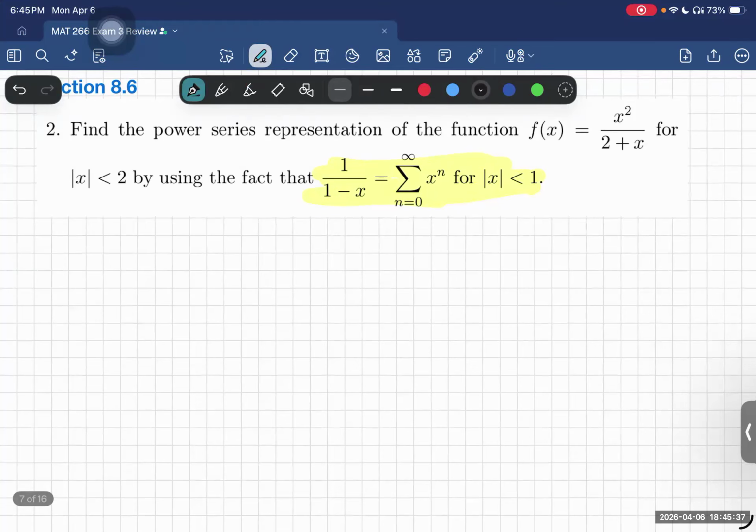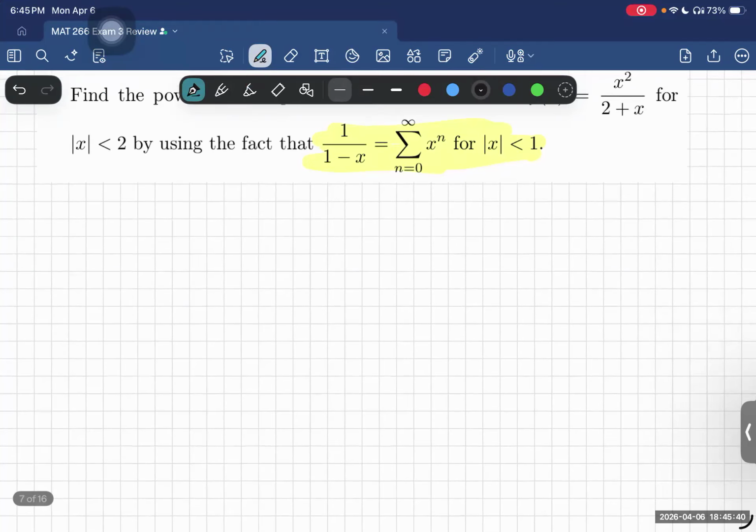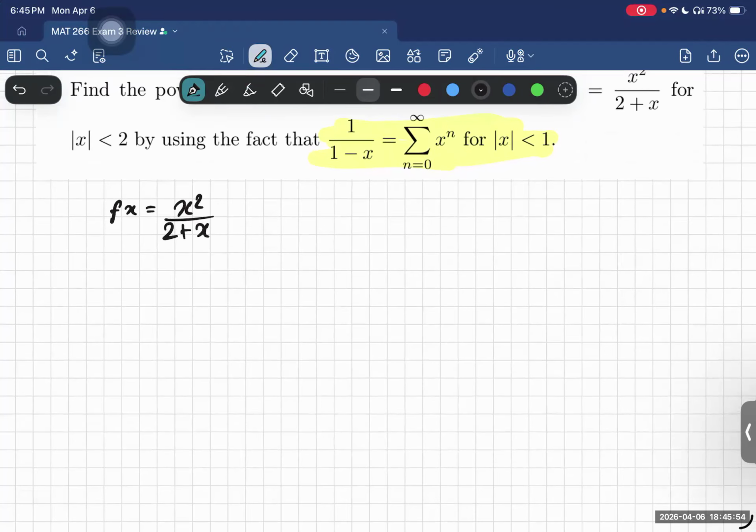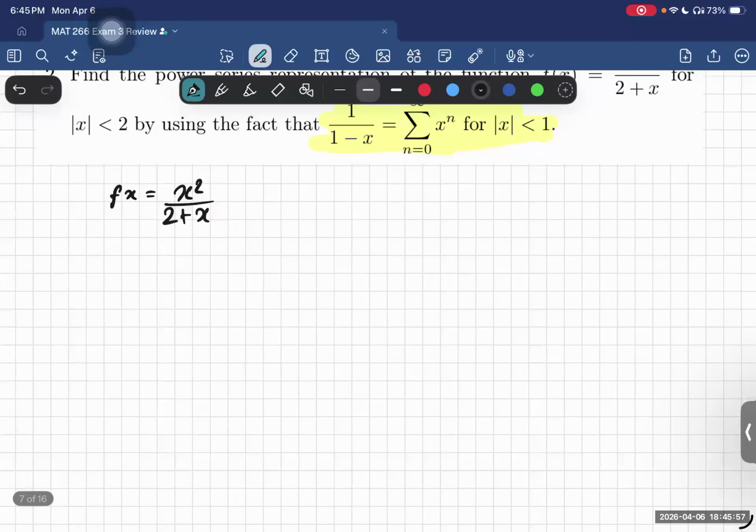Let's write f of x. I'll increase my font size. So I have f of x equals x squared over 2 plus x. Now I'll write it in different terms so there's no confusion. I will use 1 over 1 minus u equals the summation of n equals 0 to infinity of u raised to n, again for absolute value of u less than 1. So basically this value will be between 0 and 1 because we are using an absolute value here.